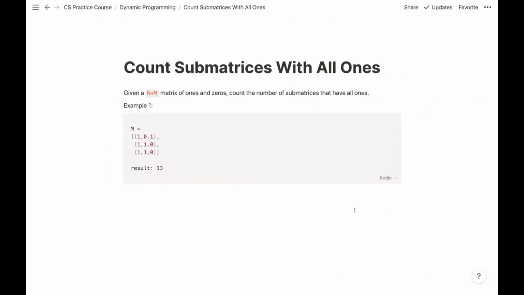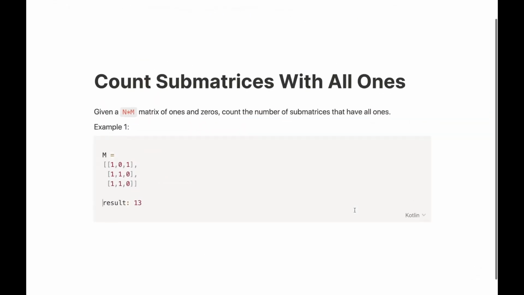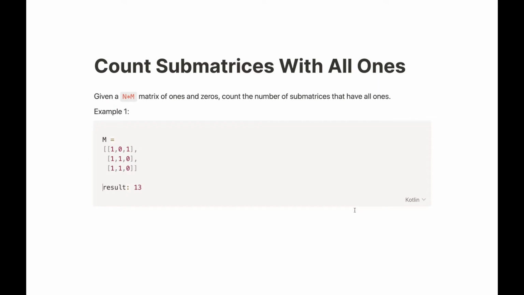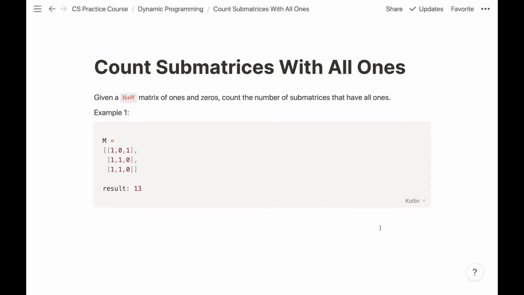We're going to take a look at this problem called count submatrices with all ones. The problem says we get a matrix with n by m dimensions, so it's not a square matrix, and the matrix contains only 0 and 1 values. We want to count the number of submatrices that have all ones, only ones, that don't have zeros. As a first example, if we take this matrix here, what is the number of submatrices that have value 1?